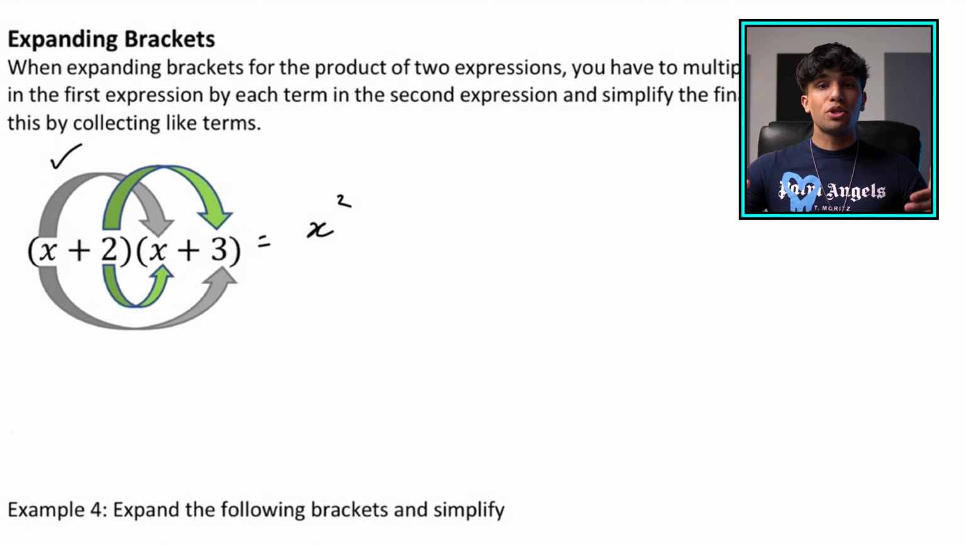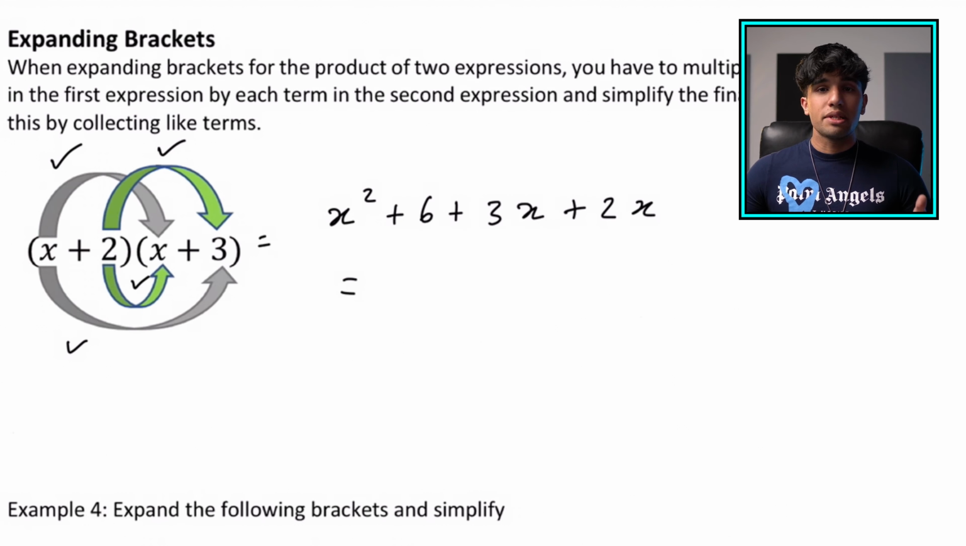Now staying with the top two arrows, I'll move on to the next one. We have to do 2 times 3. Moving to the bottom now, we have x times 3. And our last arrow is 2 times x. We don't stop there, guys. Now we need to collect like terms together and try and simplify this. You can see there's only one x squared, so that means we can't simplify this any further.